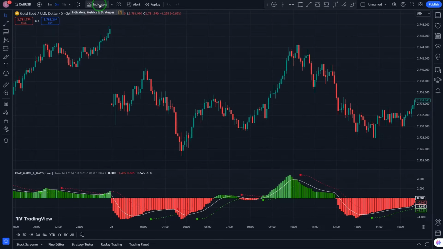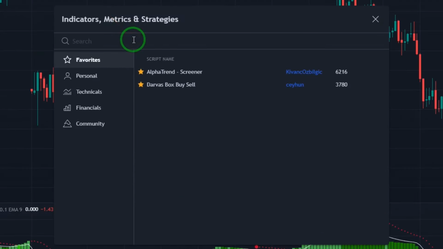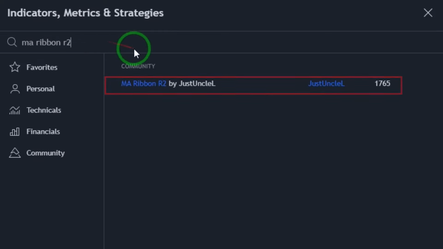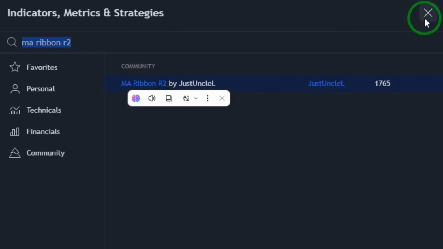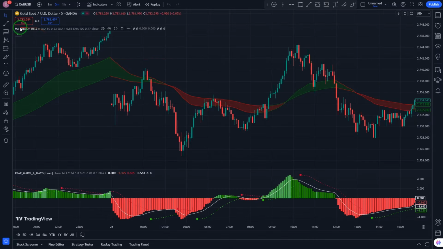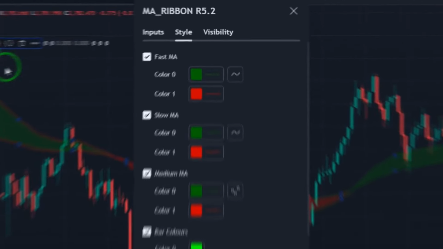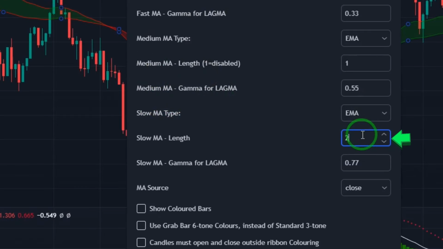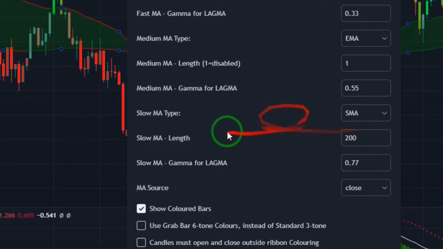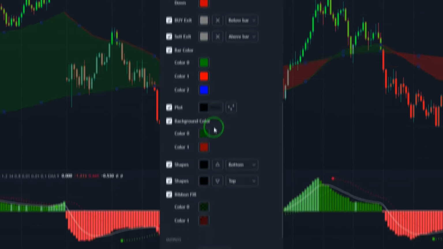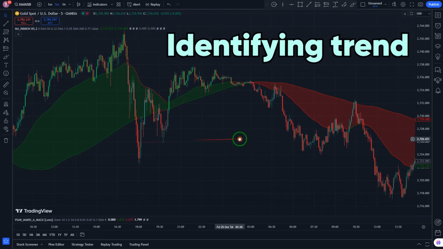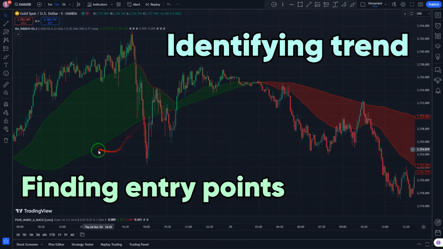For this, just go to the Indicators tab and type in the search box MA ribbon R2. When you find it, click on it to add it to your chart. Now let's go into its settings and apply changes. As you can see, we can use this indicator both for identifying trend and finding entry points for trades.